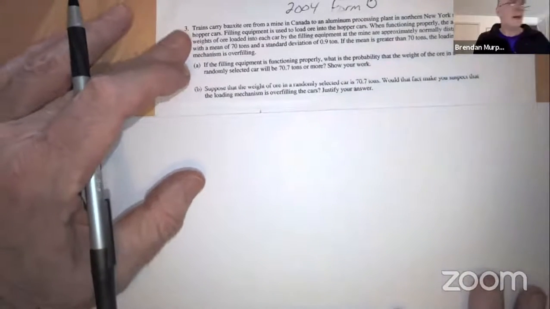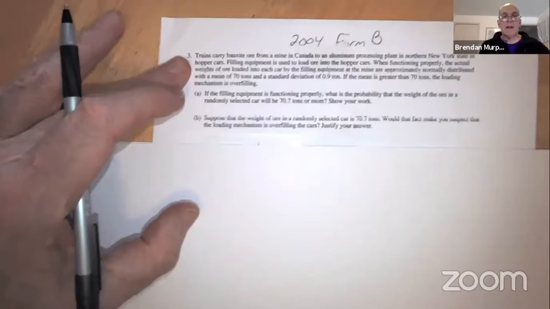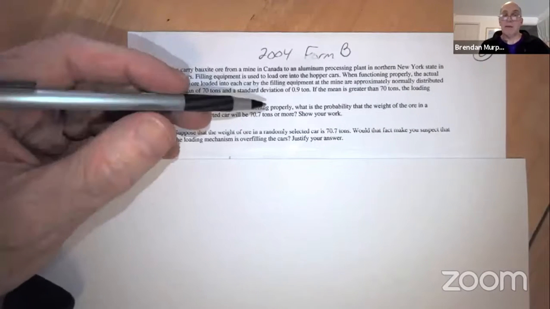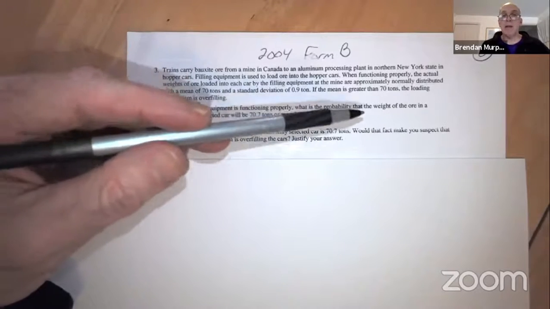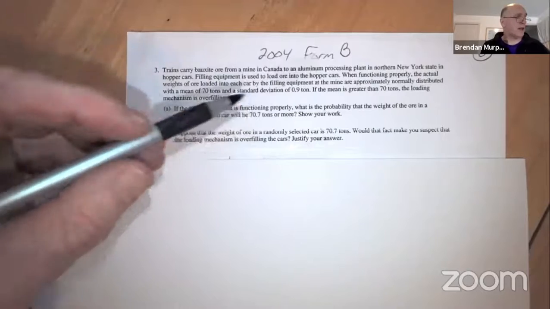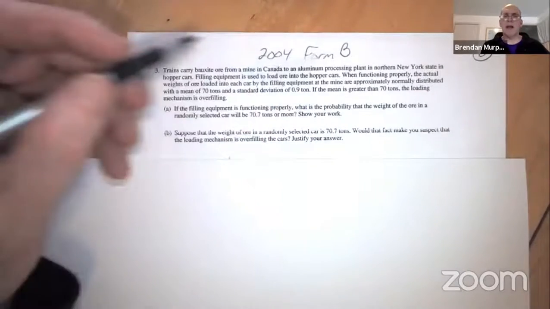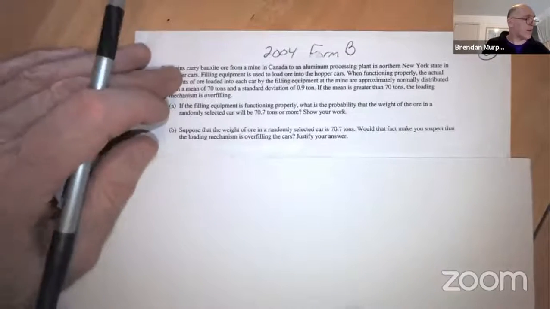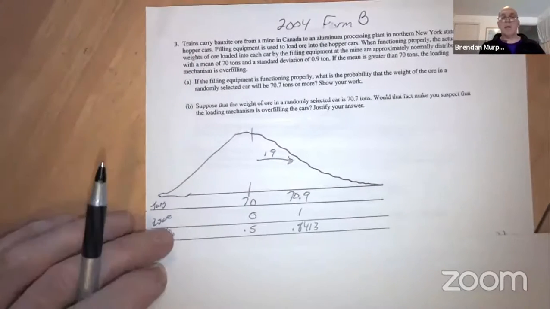So here's the same problem. Part A says, if the filling equipment is functioning properly, okay, 70 tons, what is the probability that the weight of ore in a randomly selected car will be 70.7 tons? So a little greater than 70 tons. Show your work. Always show your work whether we ask for it or not. So you know what I'm going to do, right?